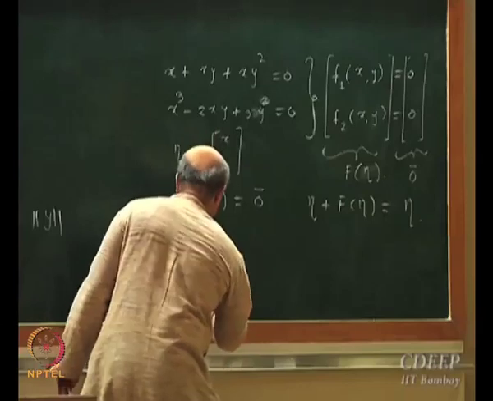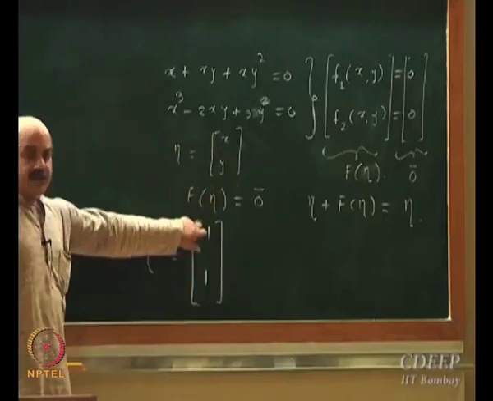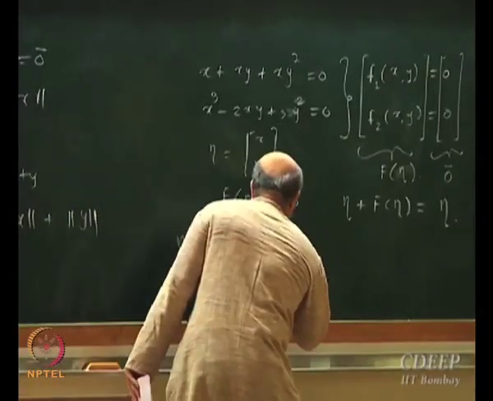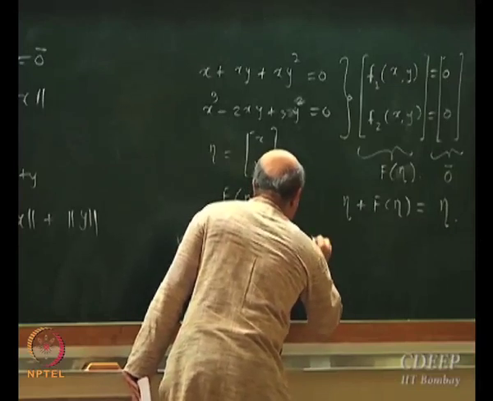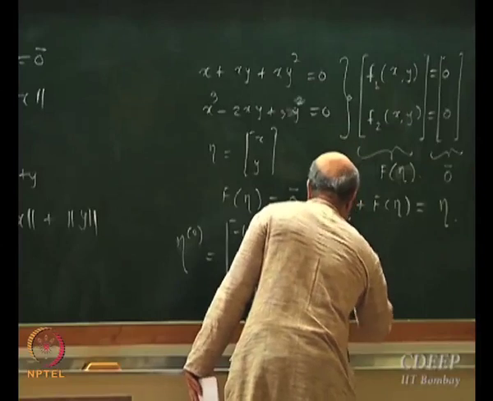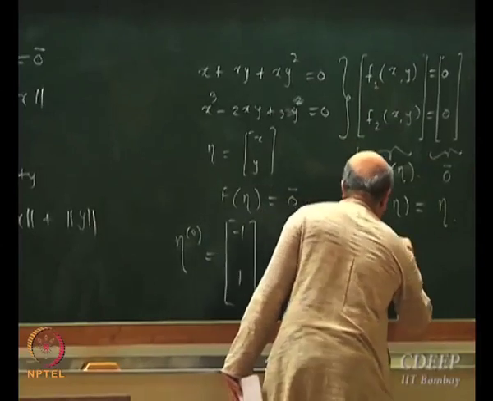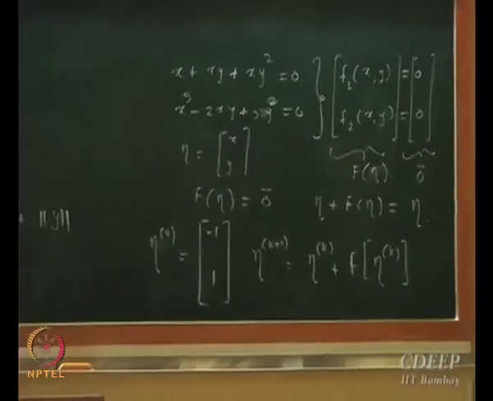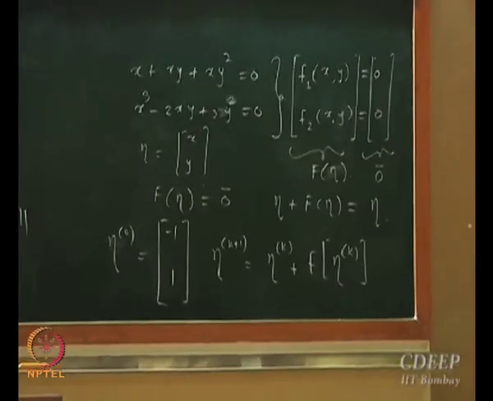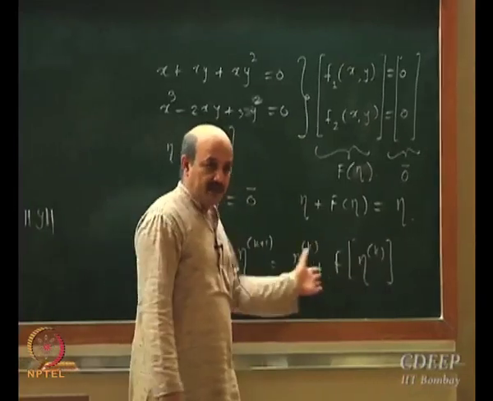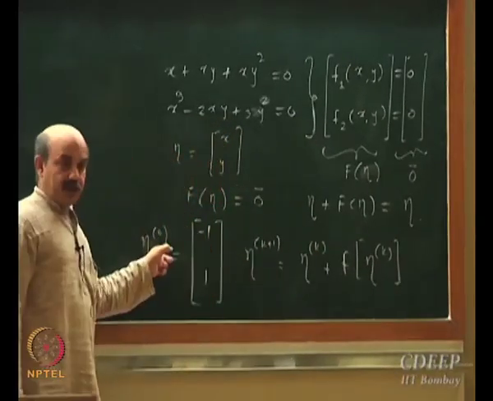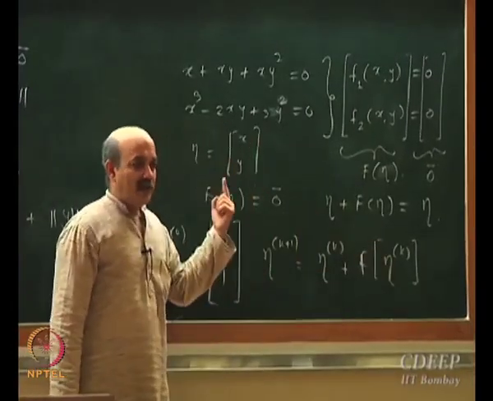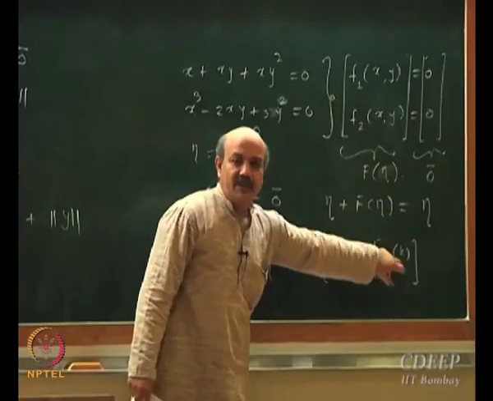So, let's say I start with, say, minus 1 and 1. This is x, this is y, okay? And then what I want to do is to say that eta k plus 1 is equal to eta k plus f of eta k. Is it okay? I have just formulated an iteration scheme in which I start with vector 0. I take this 0 vector, substitute here, I'll get vector 1. I take vector 1, substitute here, I'll get vector 2.